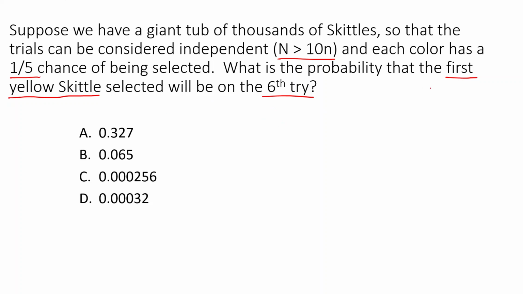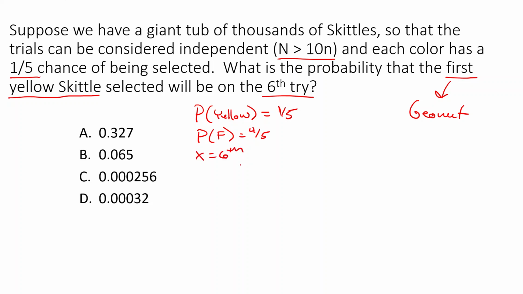All right, so we're asking for the first. This tells me it's geometric. The probability of success, or the probability of yellow in this case, is 1/5. So that means the probability of failure is 1 minus 1/5, or 4/5. And we're asking about the 6th try. So that means we're going to have 5 failures and then 1 success in that exact order. That's why we don't have that extra number out in front like we did for binomials. I can change these to decimals, 0.8 and 0.2. So we'll have 0.8 five times, times 0.2. And that should give us our answer.